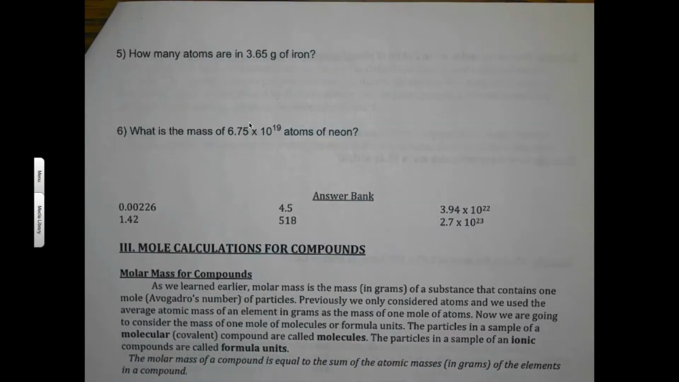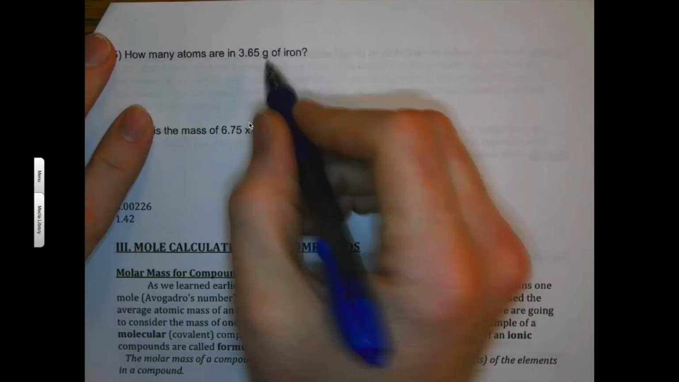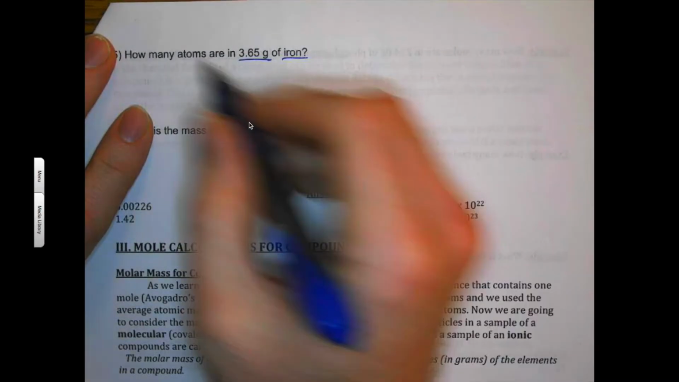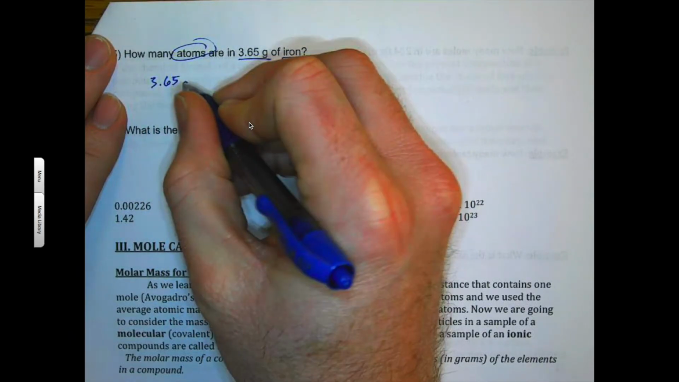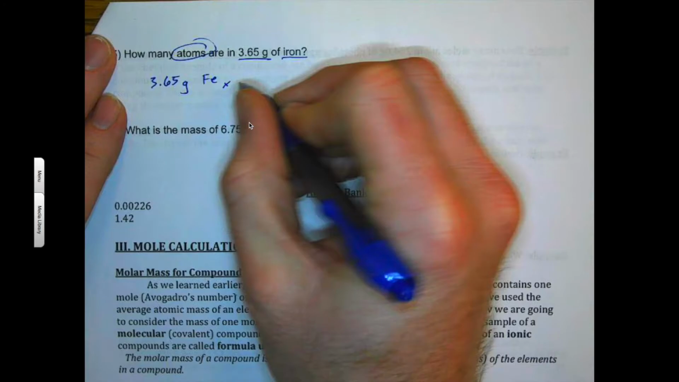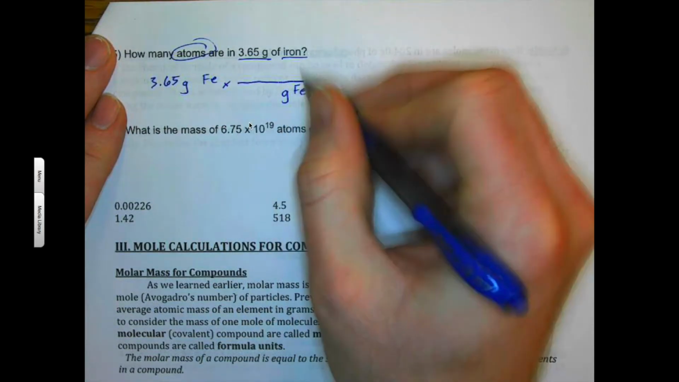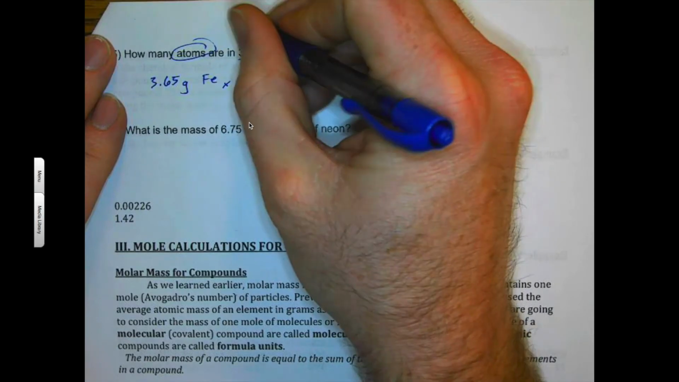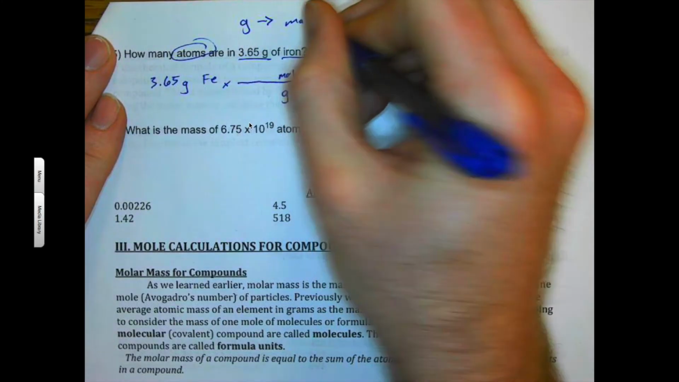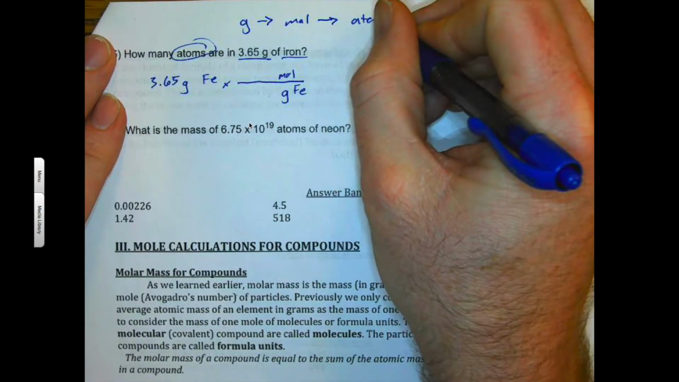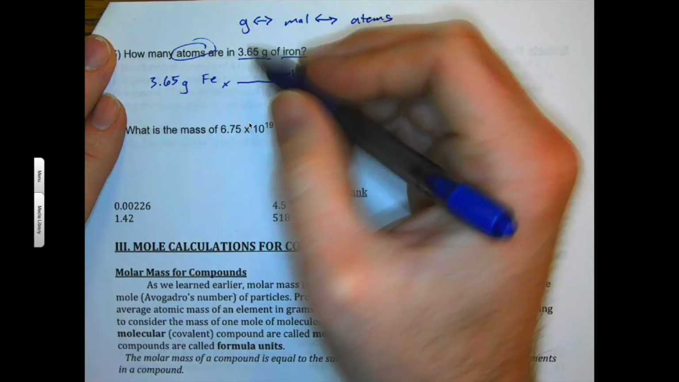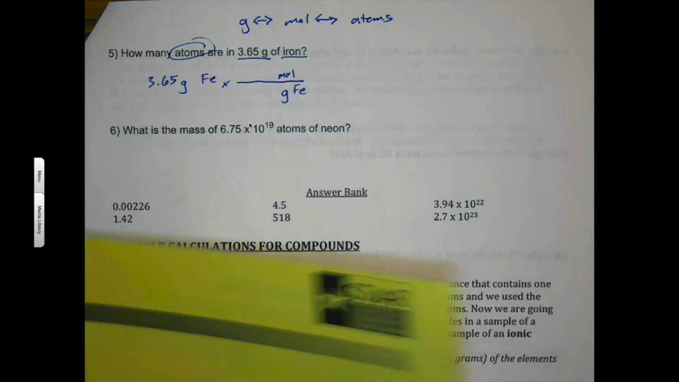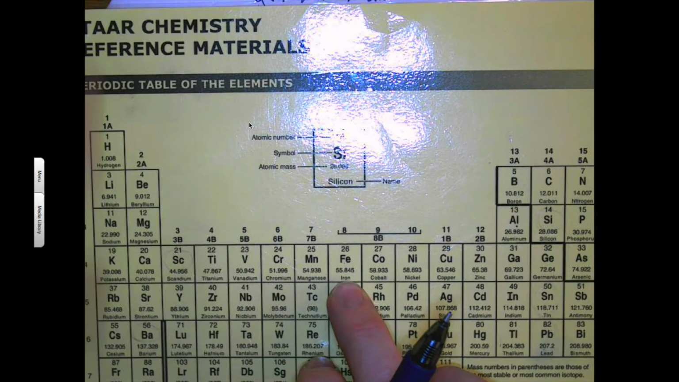Now, number 5 is going to ask us to go from grams. We're going to give in grams of iron, and we're going to change to atoms. So now we're going to start doing 2 steps. We're going to do grams of iron. We're going to change grams of iron into moles of iron. So you can go from grams to moles, and then you can go from moles to atoms. All right, and then you can go the other way too if you want. Now, for iron, that is 55.8, if you'll look at that, 55.8 on your periodic table.